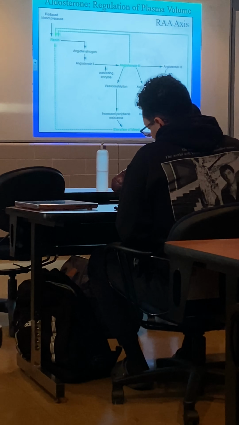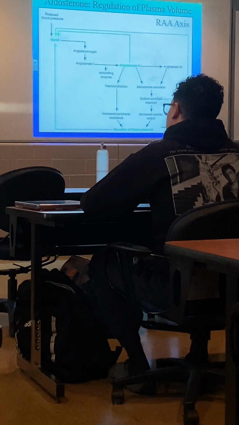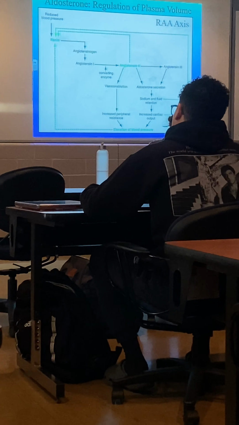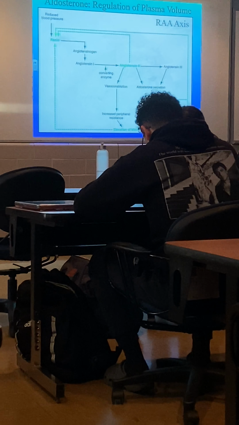Let's see how this works overall. The RAA axis is primarily designed to maintain perfusion to the kidneys. So the kidneys have to receive about 20% of your cardiac output to be efficient. You're going to filter about 20% of your cardiac output. In order to work, they have to get blood flow, otherwise they can't filter anything. And so you have to maintain blood flow to the kidneys. That's a priority. Well, the RAA axis helps the kidneys achieve that.